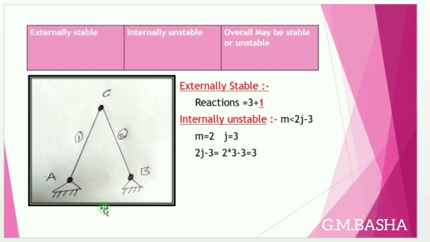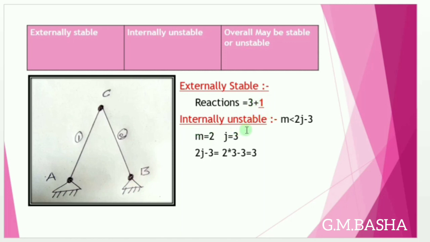At the same time, there will be horizontal and vertical reactions, meaning the reactions will be perpendicular to each other. There will be no parallel reactions and they do not meet at one point, meaning there will be no concurrent reactions also. Based on all these conditions, the structure will be externally stable here. But we require minimum three reactions only, and there will be four reactions, 3 plus 1. There will be one extra reaction.